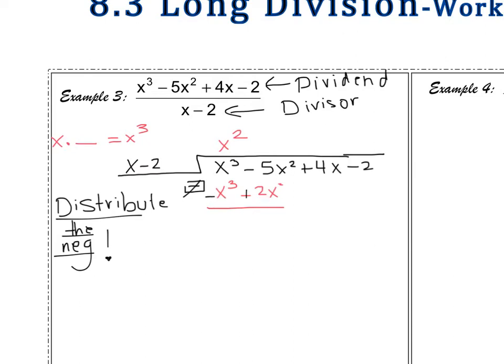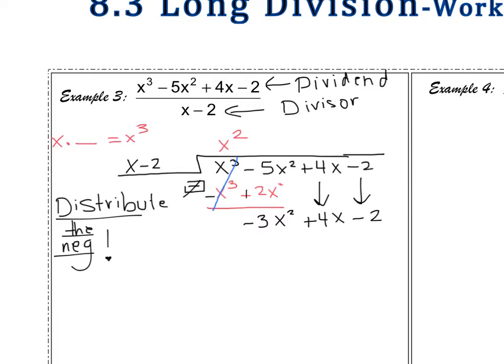You do that because you want x to the power 3 and minus x to the power 3 to cancel out. And then now negative 5x to the power 2 plus 2x to the power 2. As you can see, they have the same power, so yes, I can combine them. Negative 5 plus 2 is a negative 3x to the power 2, and then you move everything down and you do the same steps again.